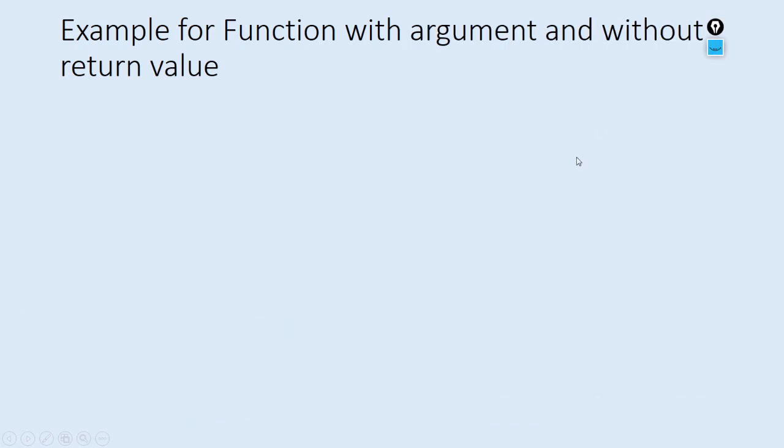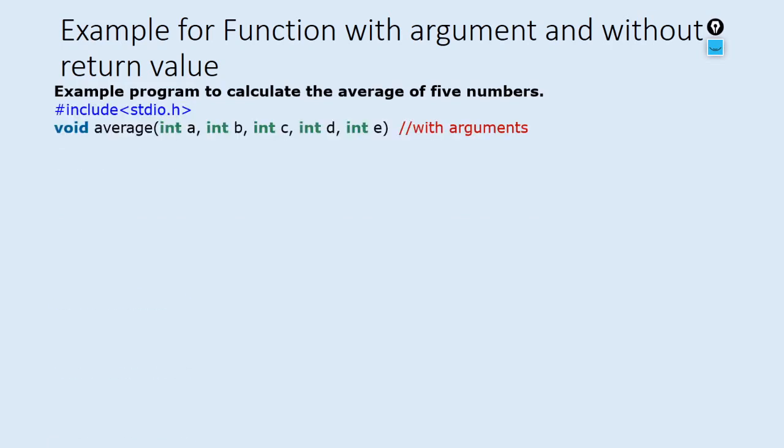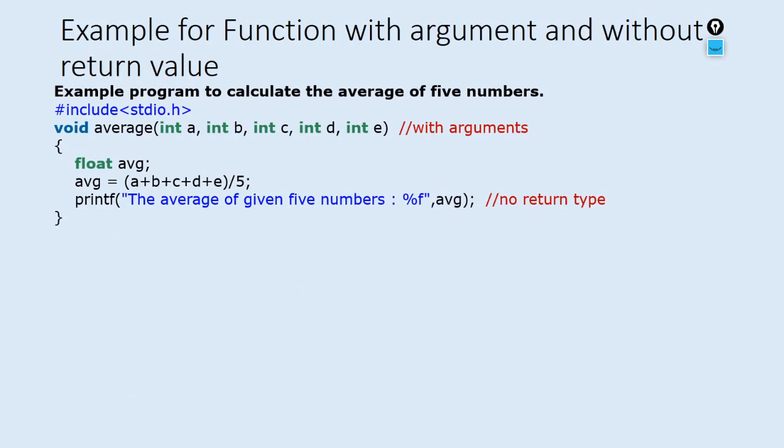So next example we will see on function with argument and without return value. Example program to calculate the average of 5 numbers. Void average a, b, c, d, e. All these are integer type variables we are taking. So this is nothing but average is a user defined function. In this we are passing the argument float average, and with avg we are calculating the average a plus b plus c plus d plus e divided by 5. Next this. So it is printing here only inside the user defined function. There is no return type. It is not returning any value to the call.